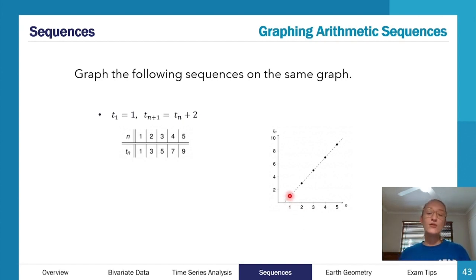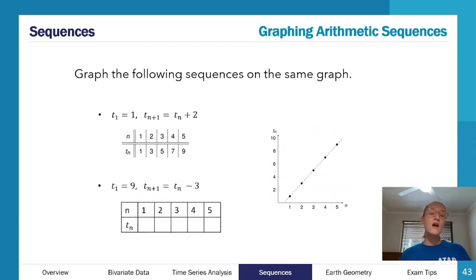So when n is equal to 1, our term is 1. When n is equal to 2, our term is 3. When n is equal to 3, we can see that our term is 5. When n is equal to 4, our term is 7. When n is equal to 5, our term is 9. So you can see that we graph sequences just like any other set of numbers.